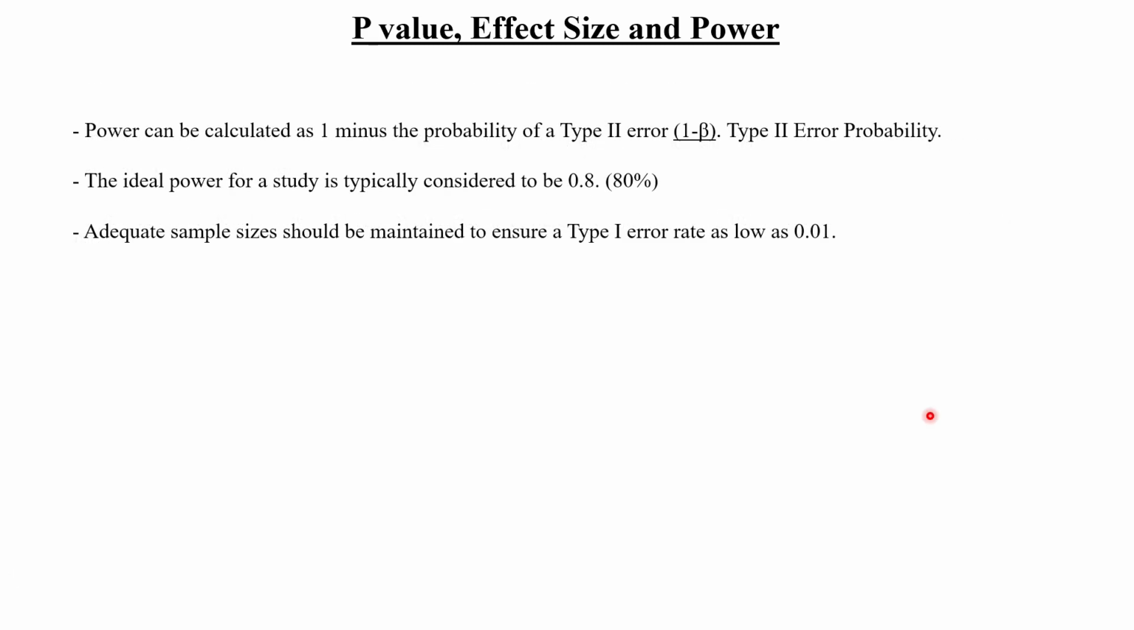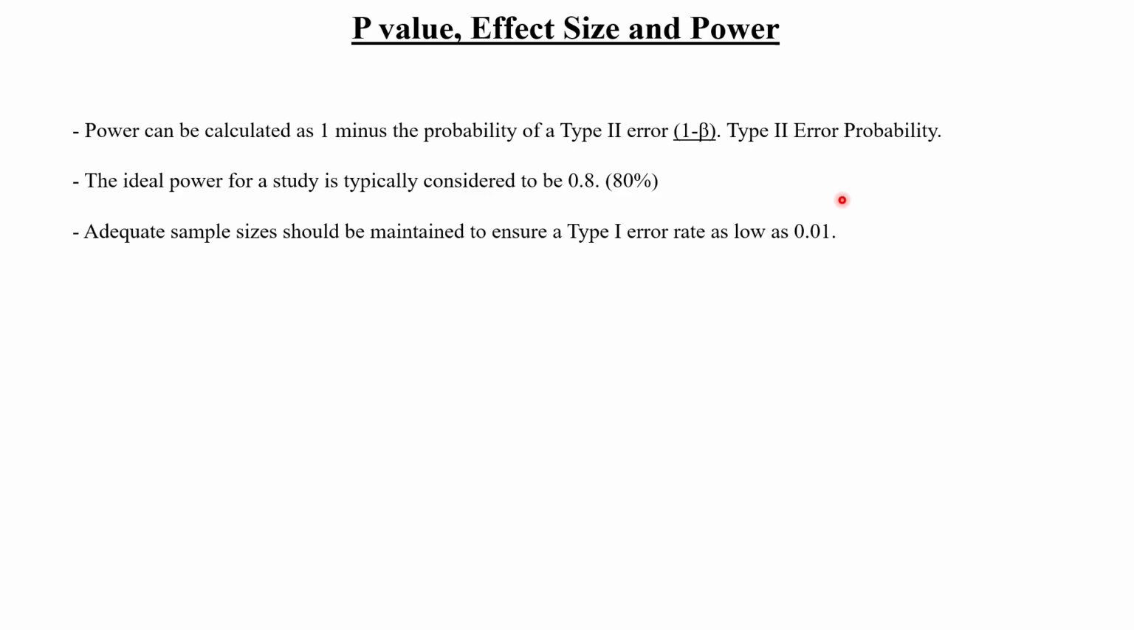Power represents the likelihood of correctly rejecting a false null hypothesis, and can be calculated as 1 minus beta. Alternatively, it can also be expressed as 1 minus the type 2 error probability. For instance, if the probability of a type 2 error is 0.15, the power of the study would be 0.85.